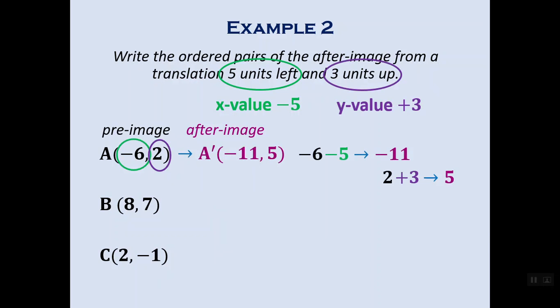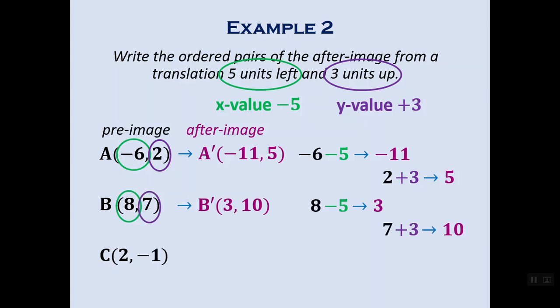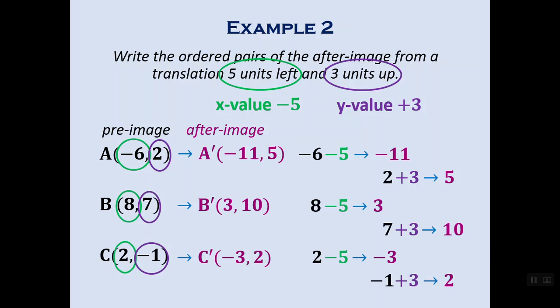All right, let's work on point B. We take 8, we subtract 5, that gets us to 3, positive 3. Then we take 7 and add 3 to it, and that gets us to 10. Therefore, we know that our B prime ordered pair is 3, 10. For point C, we take 2, we subtract 5 from it. 2 minus 5 is going to be negative 3, and then we take the negative 1, and we're going to add 3 to that. Negative 1 plus 3 is positive 2. Therefore, C prime is negative 3, positive 2. That's it.